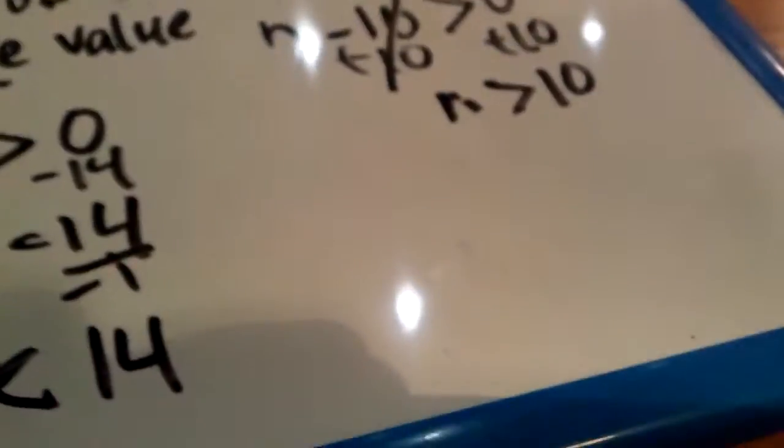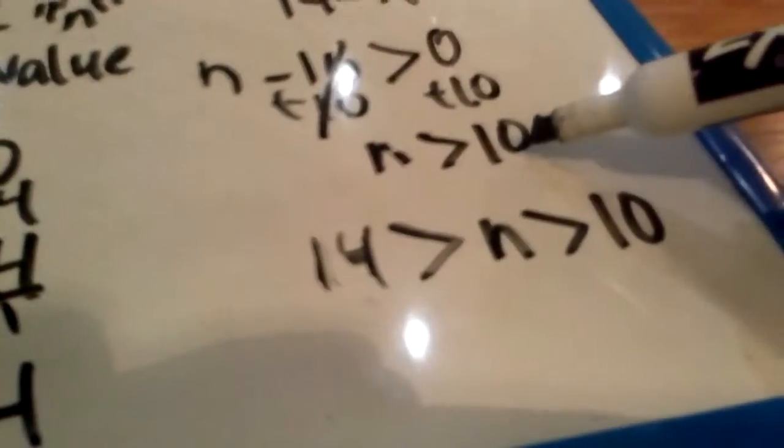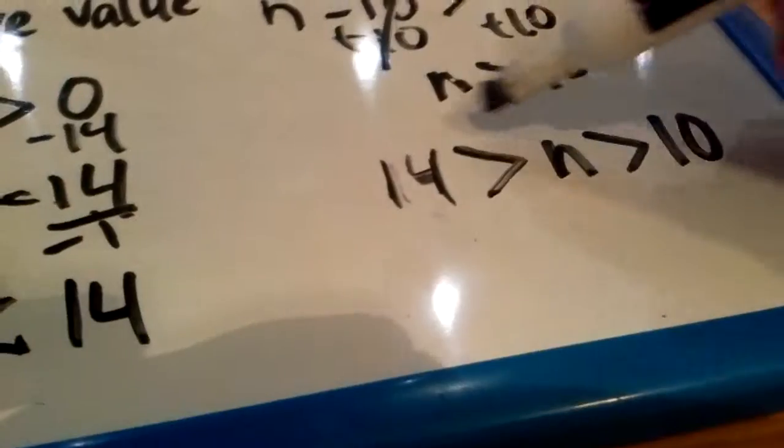And then we just combine those statements. So what do they look like when they're combined? They look like this: 10 is less than n, and n is less than 14. See? That right there is right here, and that right there is right here. So the whole thing's there. So you put n in between.